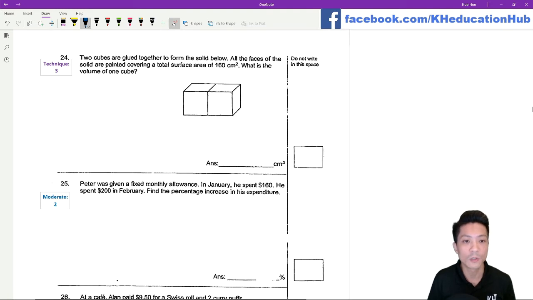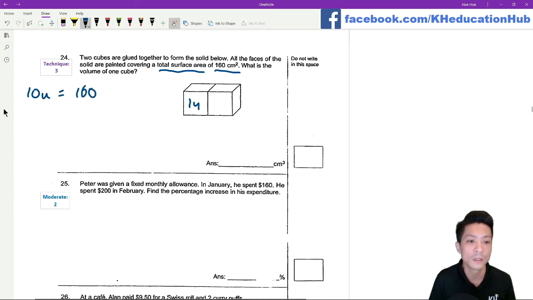Question 24. Two cubes are glued together to form a solid below. All the faces of the solid are painted, covering a total surface area of 160 cm squared. What is the volume of one cube? Okay, so the total surface area is 160 cm squared, and how many square faces are there? 1, 2, 3, 4, 5, 6, 7, 8, 9, 10, right? Okay, and let's treat each one as 1 unit, which means that 10 units is equal to 160. 1 unit is equal to 16.